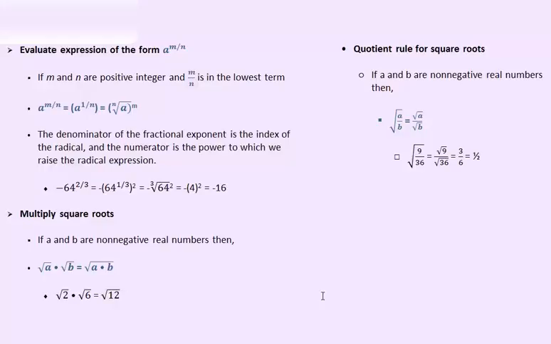The quotient rule for square roots is, if a and b are non-negative real numbers, then for the square root of a fraction, we can break up our square roots. We can have the square root of our numerator over the square root of our denominator, which can then be dealt with individually, as we see that the square root of 9 is 3 and the square root of 36 is 6.